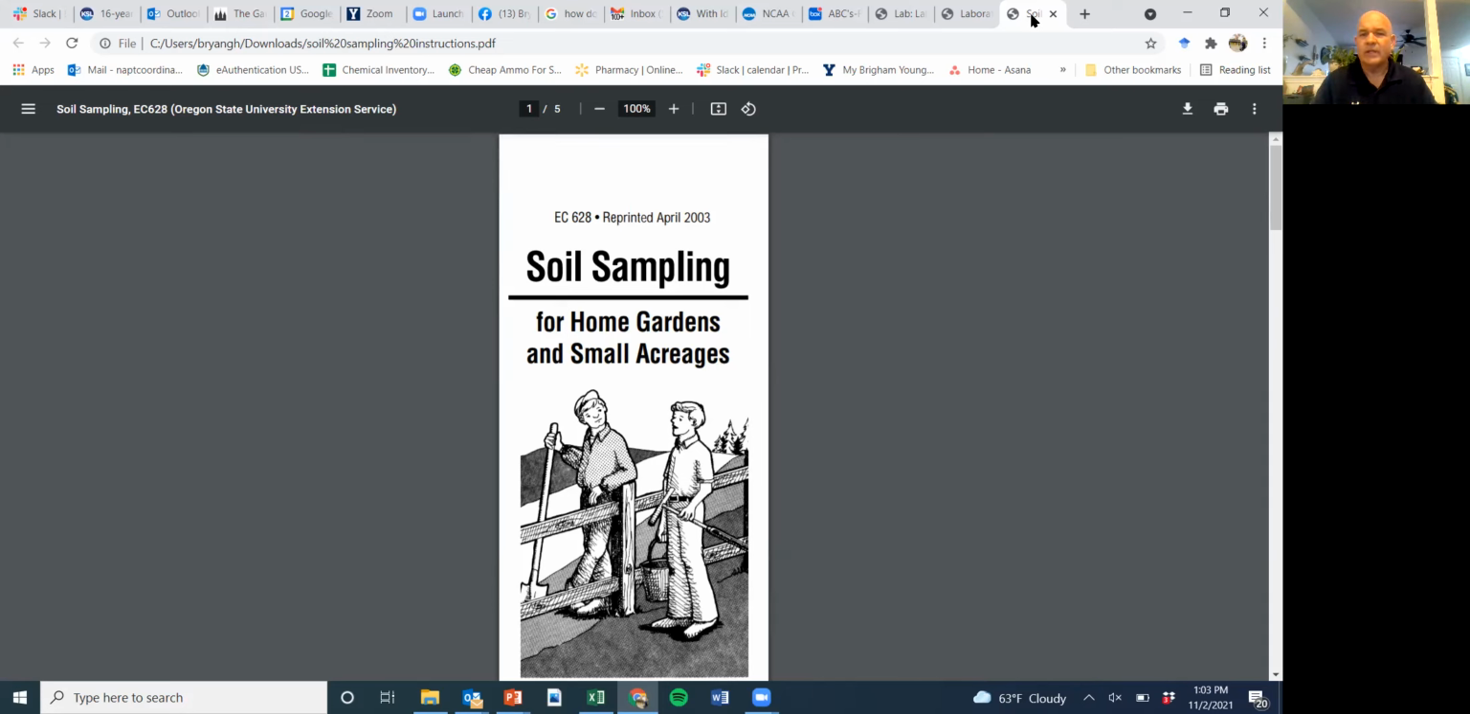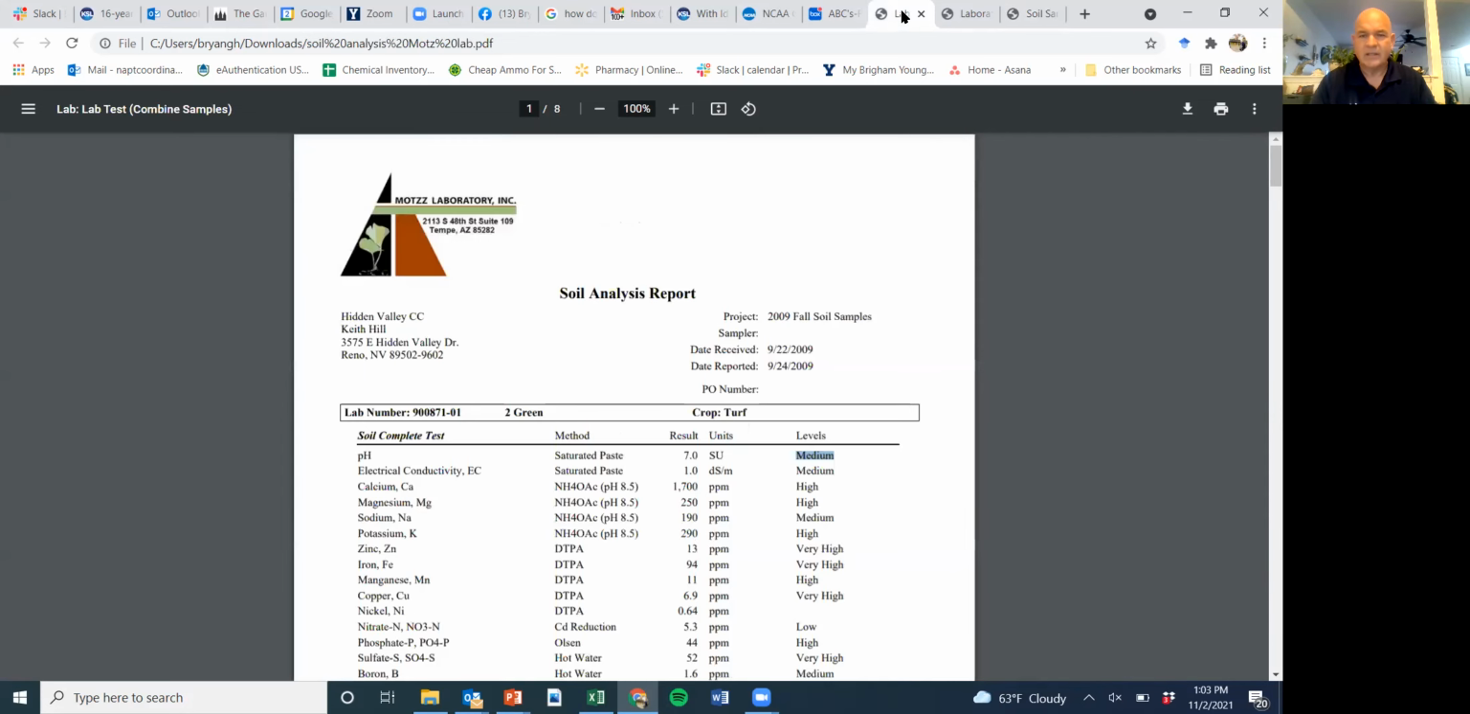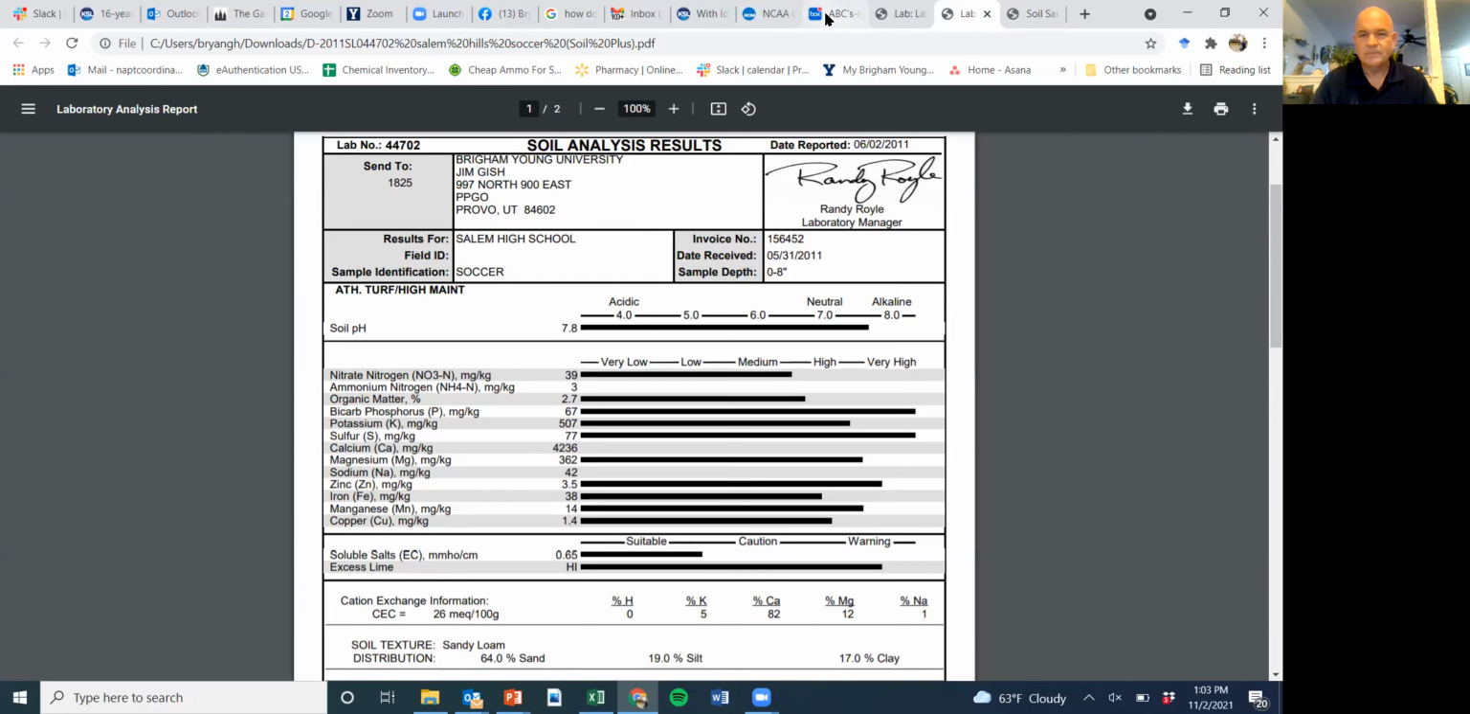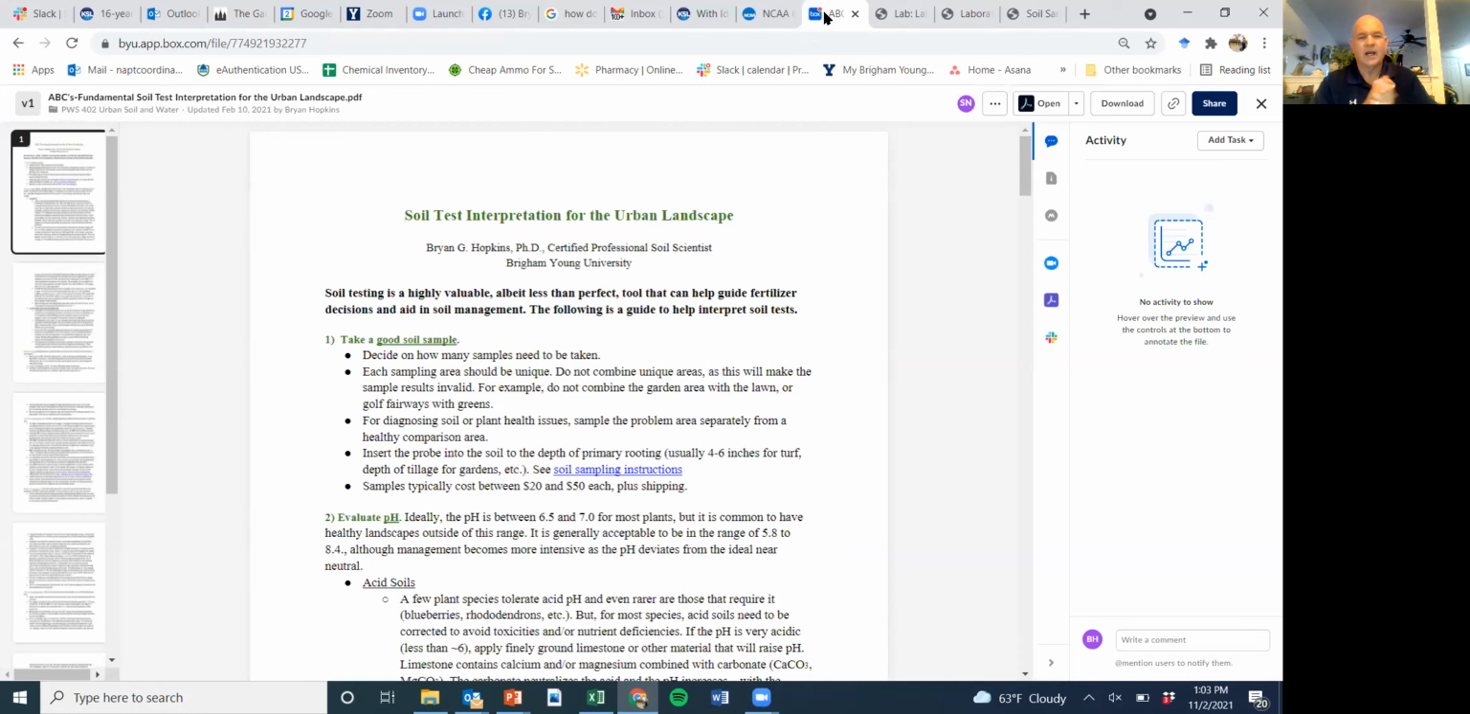And then how do we interpret it? Again, we kind of come back to this. How do we interpret it? It really is a three-phase process: taking the right sample, getting a good analysis, and then doing a proper soil interpretation. So that's what we got for you today. Hopefully that was helpful. Soil testing is really important. I always like to say, don't guess, soil test.